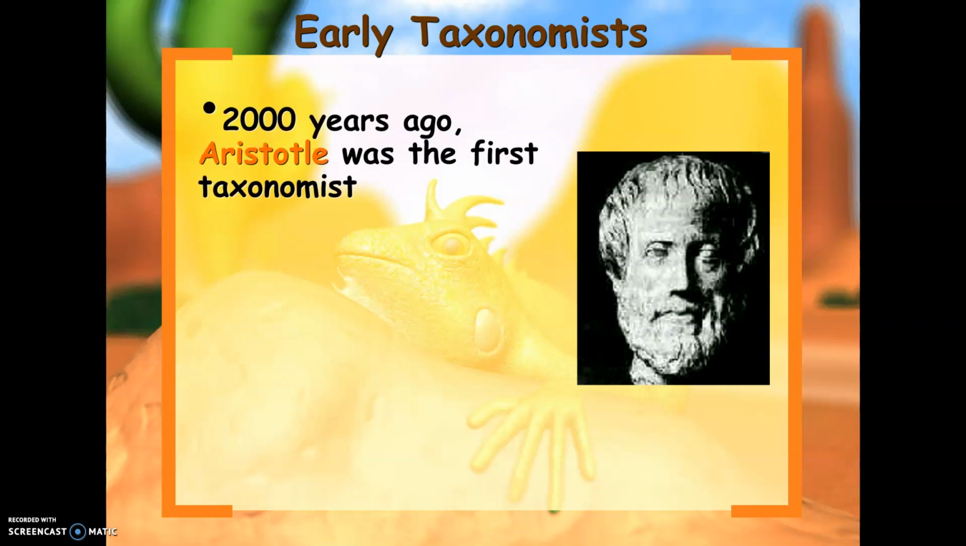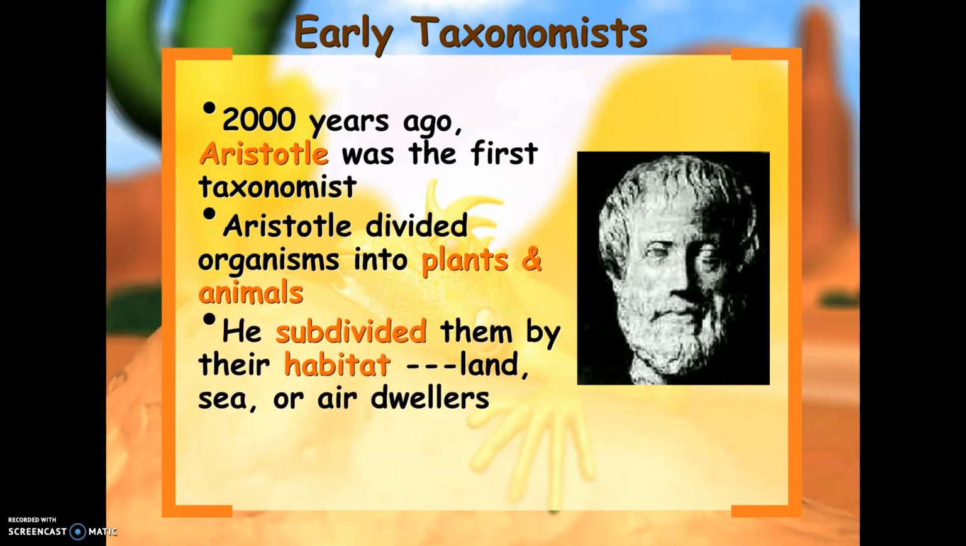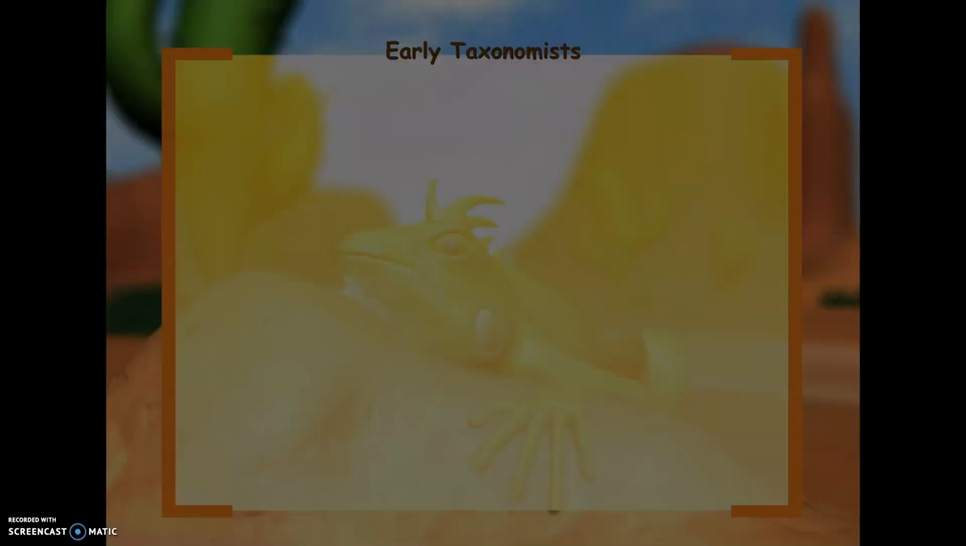Originally, Aristotle was the first taxonomist. He was very interested in plants and animals. He basically had two kingdoms, plants and animals, which makes sense. If it moved, it was an animal. If it stayed still, it was a plant. And he put all these organisms into categories based on where they lived. So he's considered the very first taxonomist.